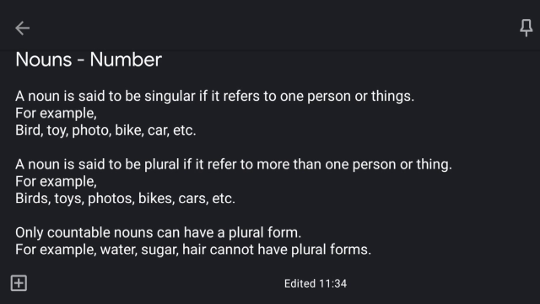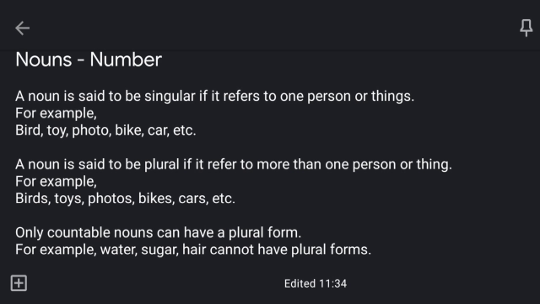One is singular and the other one is plural. Now what is a singular noun? A noun is said to be singular if it refers to one person or thing. For example, bird, toy, photo, bike, car, etc. A noun which is singular. Now what is singular? Singular means one. If there is just one person or one thing, it is a singular noun.